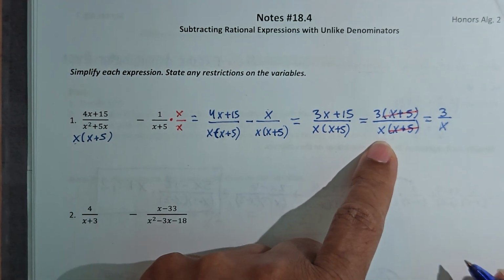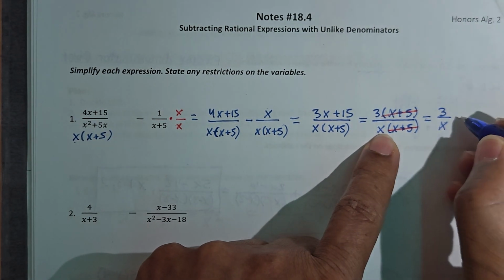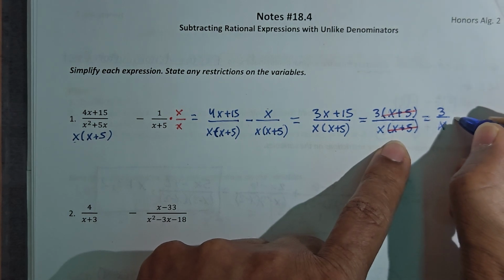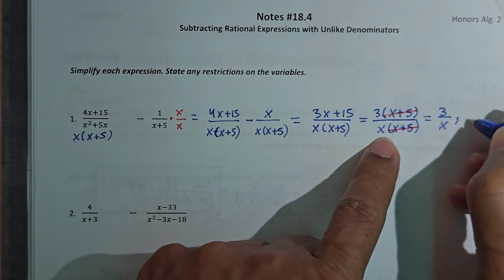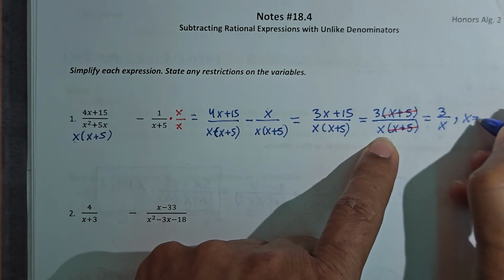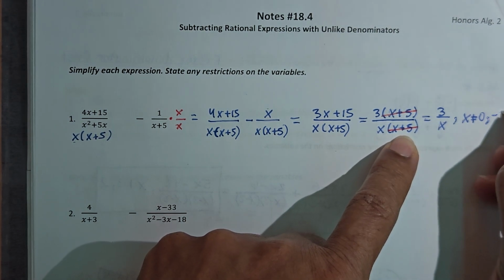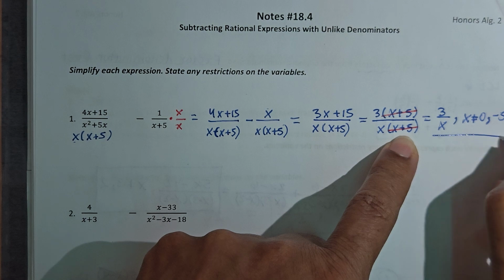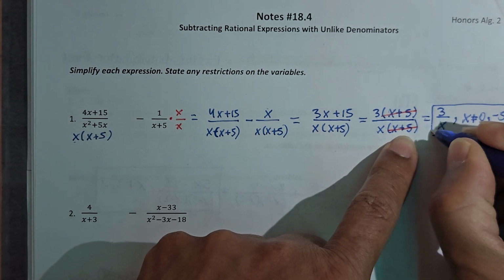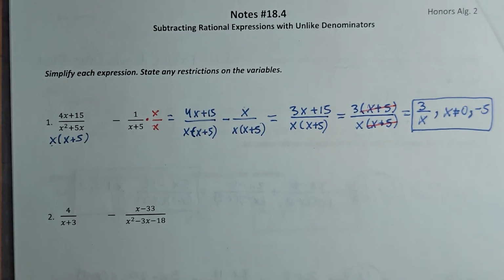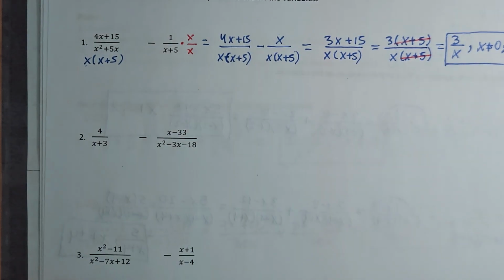But don't forget, we must restrict the values of x so that we don't end up with something that's undefined. So the values of x that we cannot use: for this x, x cannot be equal to 0, and for this one, x cannot be equal to negative 5. So these are the restrictions along with the final answer. Okay, so let's go on to the next example.